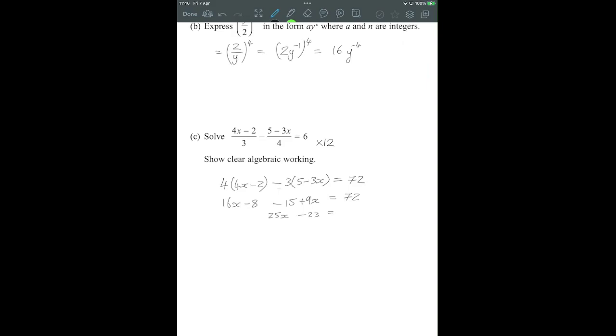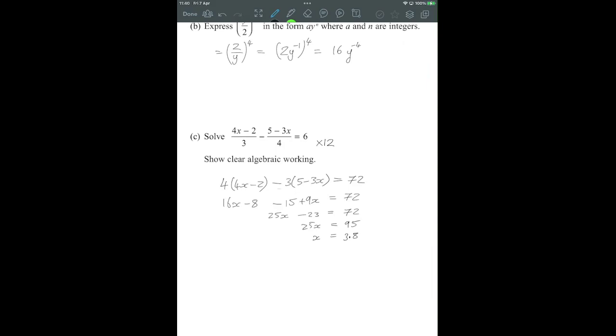It's got -23. I'm not particularly happy with this, because it doesn't look like it's going to give me a whole number. No reason why it shouldn't, but it's always nice when it does. Adding the 23 to both sides, and finally dividing by 25, we get 3.8.